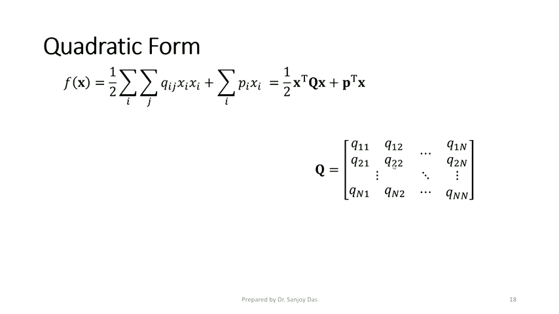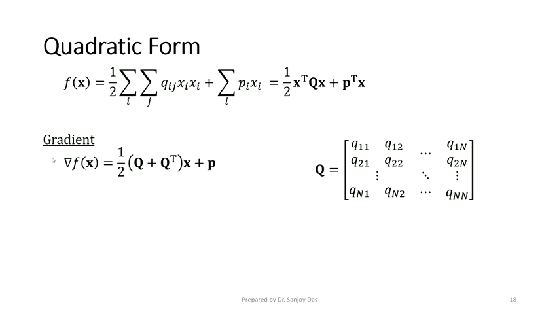Okay, and this is the matrix Q. It has to be a square matrix. Half of X transpose QX plus P transpose X is this function here. And in terms of the scalar components, this is what you would arrive at.